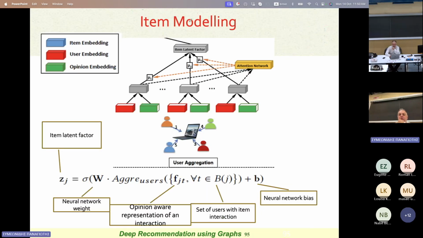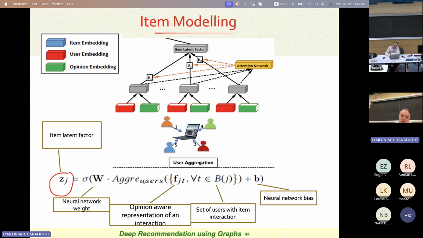And for the item modeling, the same idea. You have to infer the item latent factor. When we discuss latent factors, the embedding is representing a node in a more compact way. This is the latent factor, or else the latent representation of a node. When you represent it in a more coherent, more compact way, this is the latent space.